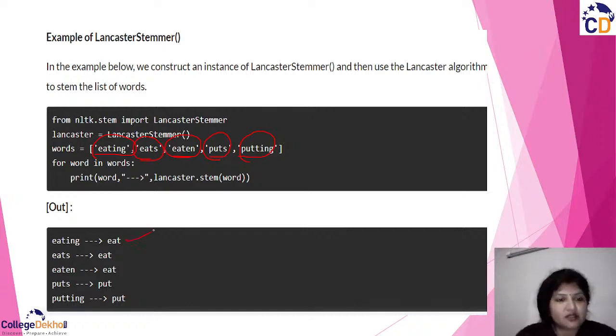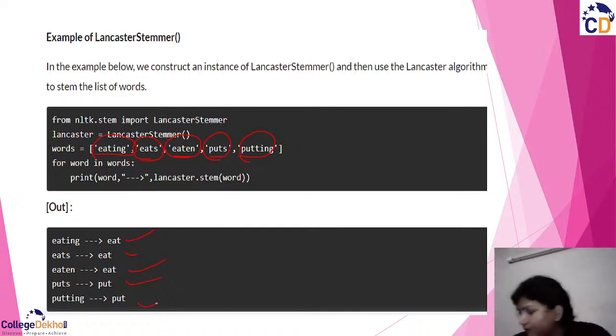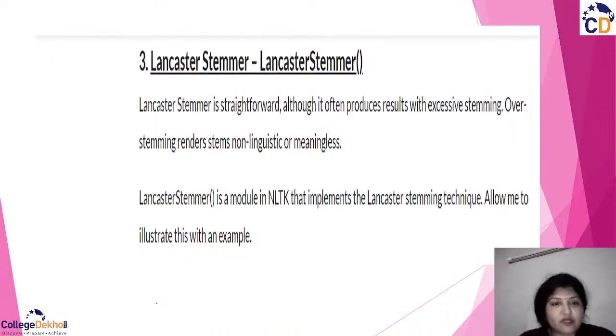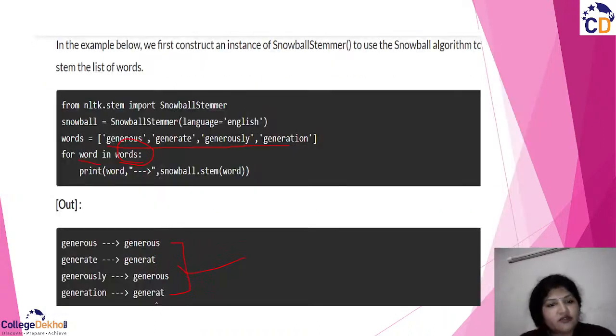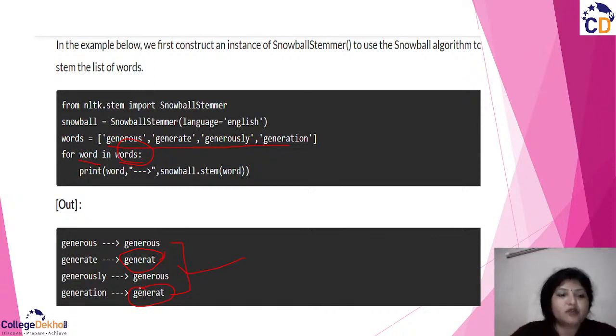Like you have eat, you have eat, again you have eat, puts is put, putting is again put after removing the affixes, and you are getting the base form, and again it is a meaningful word. Have you noticed in the previous function, the Snowball stemmer, the e is removed and the word does not have a complete meaning, right? Here also, in generation, the "tion" part is removed. Whether the root form is a meaningful word or not does not matter. So yes, this is the main disadvantage of this method.